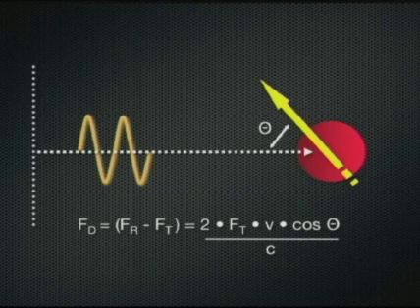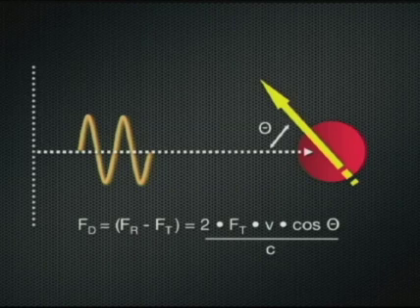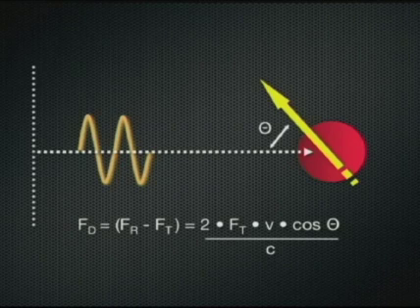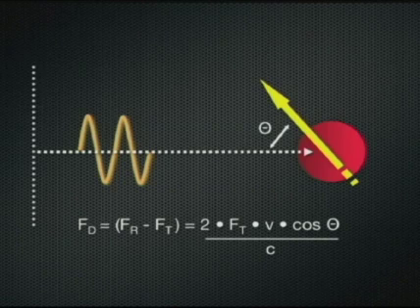This adds another factor to the Doppler equation, so that the frequency shift measured in this situation is again proportional to twice the transmit frequency and the velocity of the target, reduced in proportion to the cosine of this angle and divided by the propagation velocity of sound in tissue.